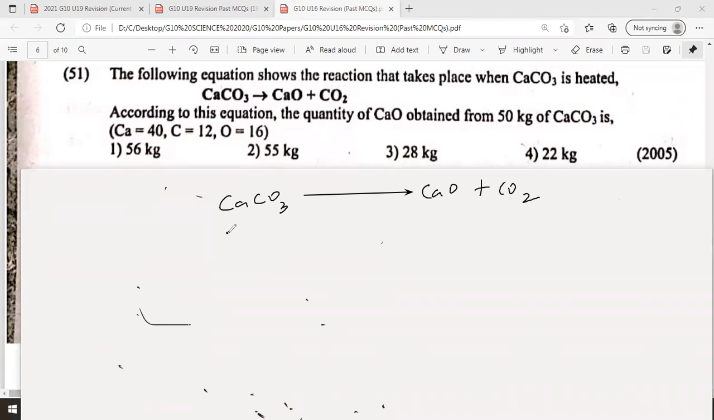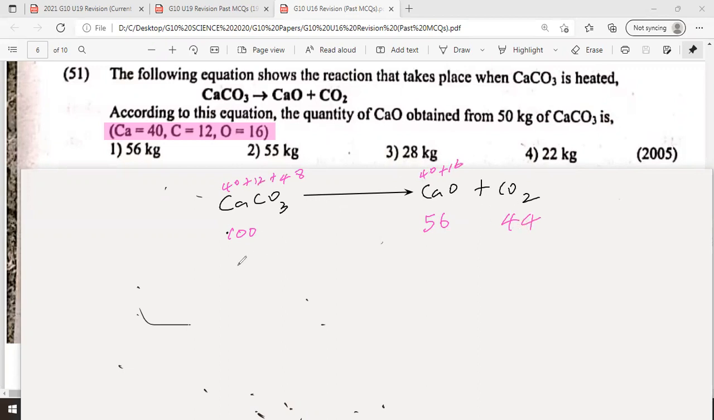If you take calcium carbonate, they have given the RAM under each element. Based on that, this will be 100, this will be 56, this will be 44. It's 40 plus 12 plus 48, then you get the total 100. For calcium oxide, 40 plus 16, 56. That means if you heat 100, you get 56 of quicklime, calcium oxide, and carbon dioxide 44.